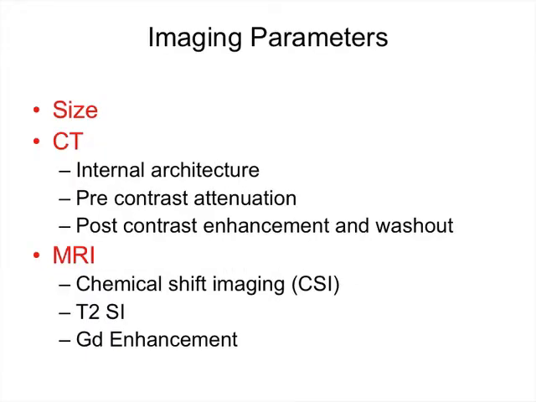So the imaging parameters that we can evaluate include the size of the lesion, the CT characteristics and internal architecture, pre-contrast attenuation, and how it behaves following administration of IV contrast. On MRI, we look for chemical shift imaging for signal dropout, which indicates intracellular fat, the signal intensity of the lesion on T2, and how it enhances with GAD.